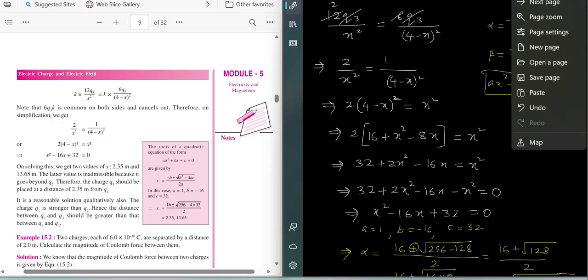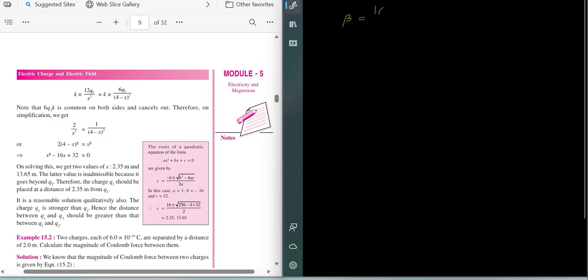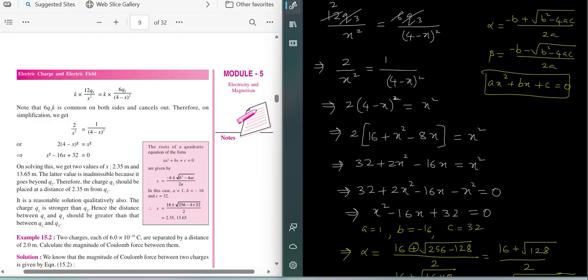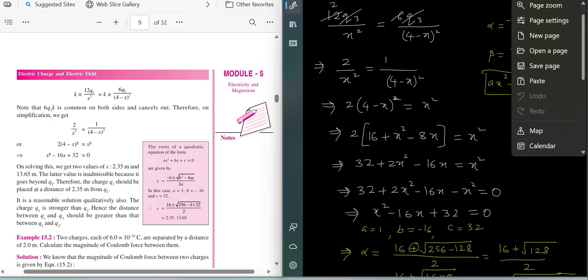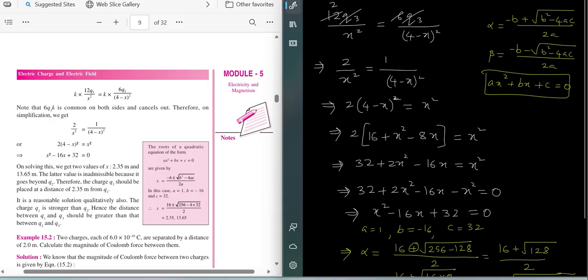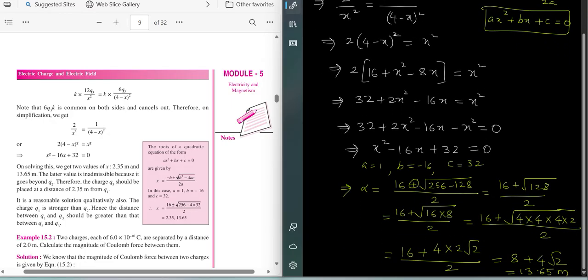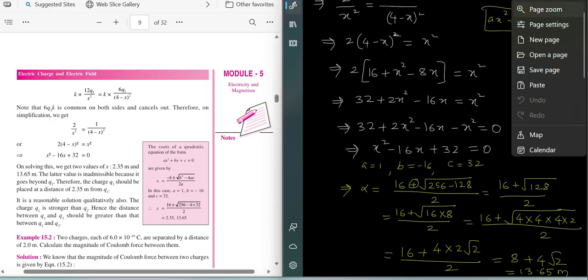Okay. So 16 minus under root of 256 minus 128 upon 2. See, other things are same. So if you see here, finally, it will be 8 minus 4 root 2.